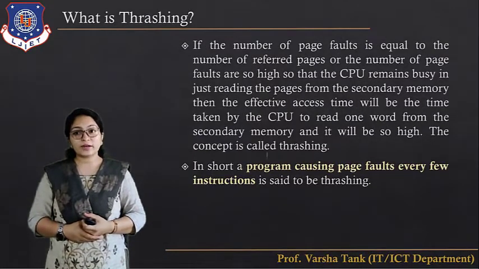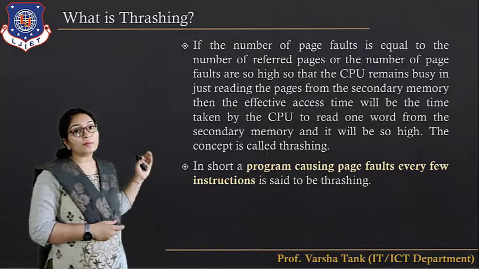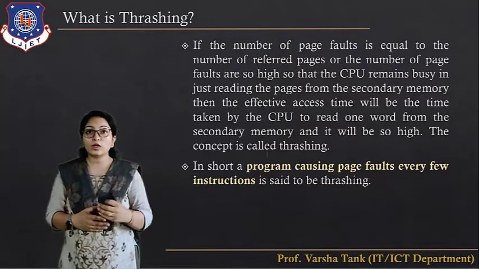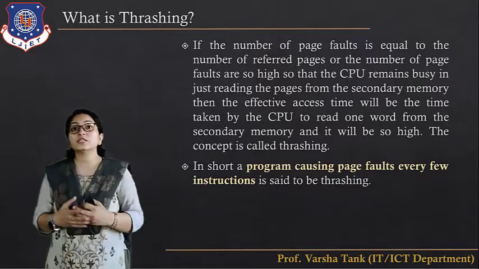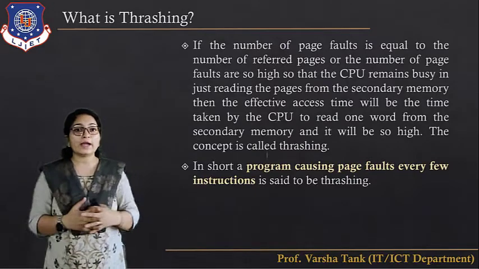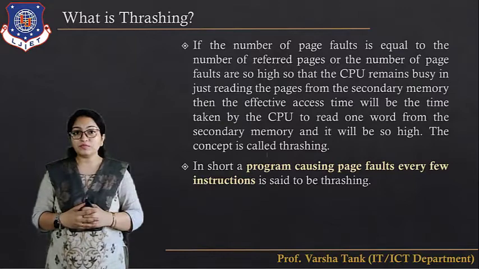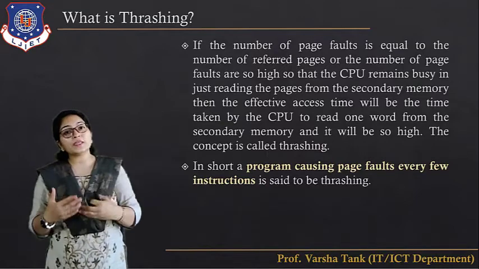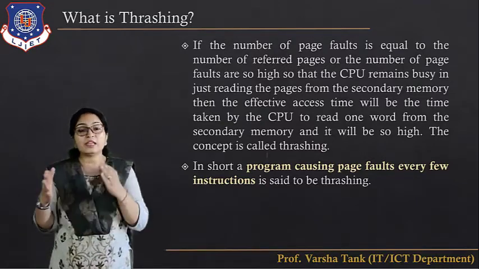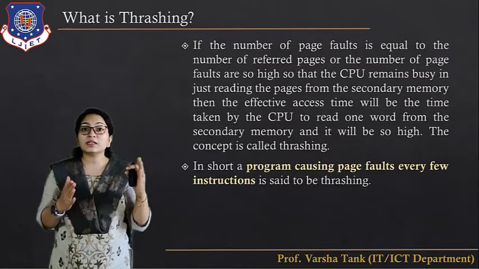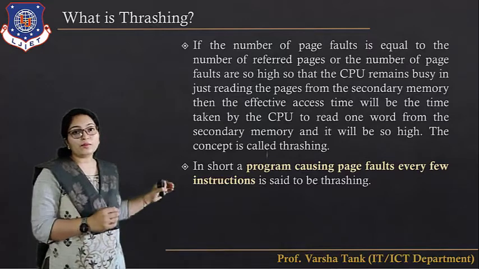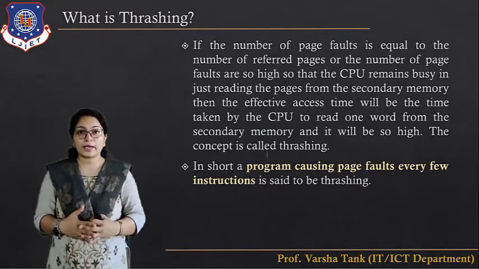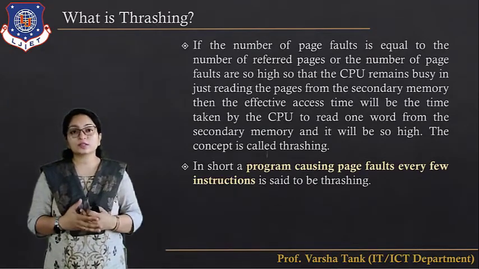Now what is thrashing? If the number of page faults is equal to the number of referred pages, or the number of page faults is so high that the CPU remains busy just reading pages from the secondary memory, then the effective access time will be the time taken by the CPU to read the word from the secondary memory, and it will be so high. This concept is called thrashing.